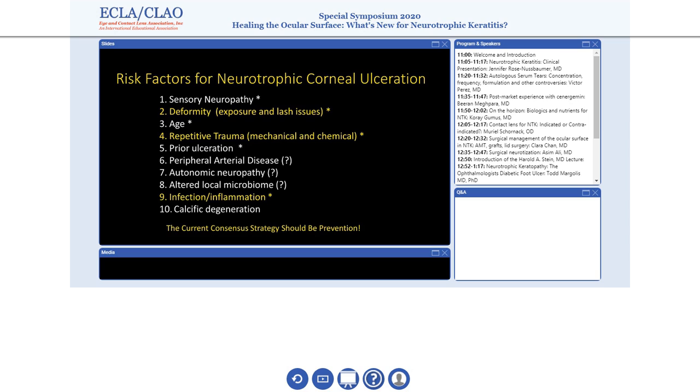So, risk factors for neurotrophic corneal ulceration. I've listed them here. The ones that we can really have an impact on are deformity, which is exposure and lash issues, repetitive trauma, which is mechanical and chemical in our case, and infection and inflammation, just like the diabetic foot, all three of these. And now we've got this neurotization, which may help us with the sensory neuropathy. So my feeling is the current consensus strategy should be prevention and should be basically using techniques like this to help them out. You heard in the tarsorrhaphy cases where they showed you the data, these eyes were healed in 2 to 3 weeks. It's taking 4 to 8 weeks in various trials if they heal at all.